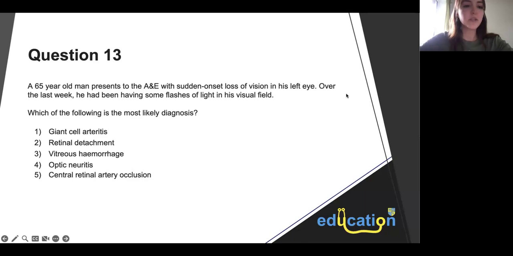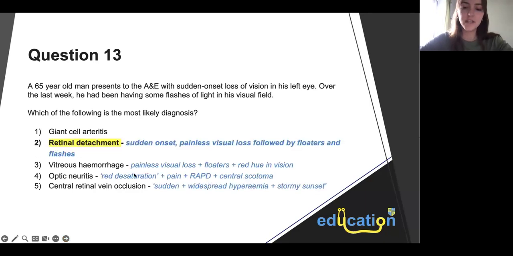Okay. Yep. So again, everyone got that answer right. It is retinal detachment. I personally always struggled a little bit with differentiating between retinal detachment and vitreous hemorrhage.